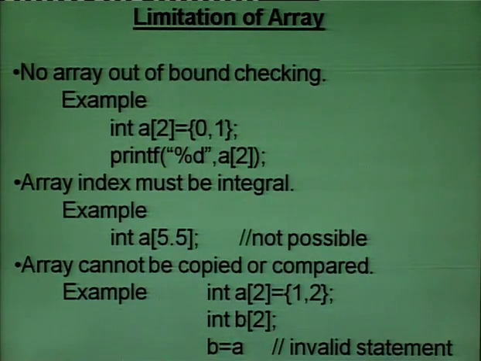These are the total three limitations that are given in the array. First, we won't have a bound checking condition in the C language. Second, we won't have the condition to give a floating point number in the array. Third, we can't compare two arrays at the same time. These are the limitations of the arrays.